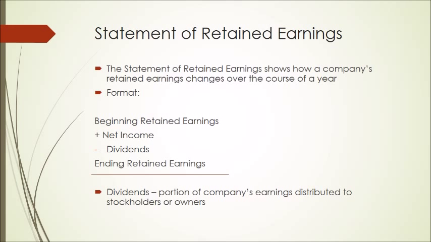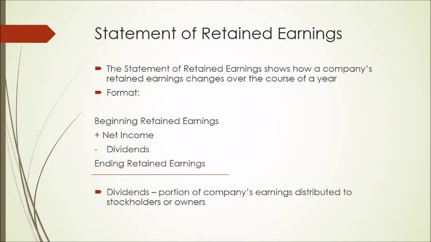The third of the four basic financial statements is the statement of retained earnings. The statement of retained earnings shows how a company's retained earnings changes over the course of a year. The basic format of the statement of retained earnings is as follows. We take beginning retained earnings at the beginning of the year, and we add in our net income for that year. Then we subtract our dividends for the year.